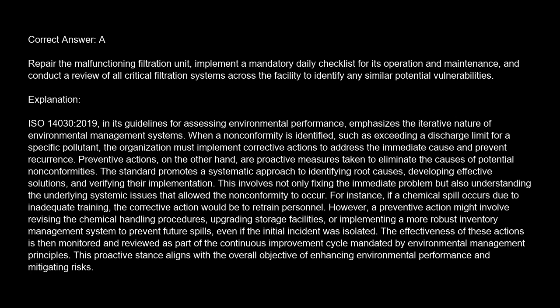This involves not only fixing the immediate problem, but also understanding the underlying systemic issues that allowed the nonconformity to occur. For instance, if a chemical spill occurs due to inadequate training, the corrective action would be to retrain personnel. However, a preventive action might involve revising the chemical handling procedures, upgrading storage facilities, or implementing a more robust inventory management system to prevent future spills. Even if the initial incident was isolated, the effectiveness of these actions is then monitored and reviewed as part of the continuous improvement cycle mandated by environmental management principles. This proactive stance aligns with the overall objective of enhancing environmental performance and mitigating risks.